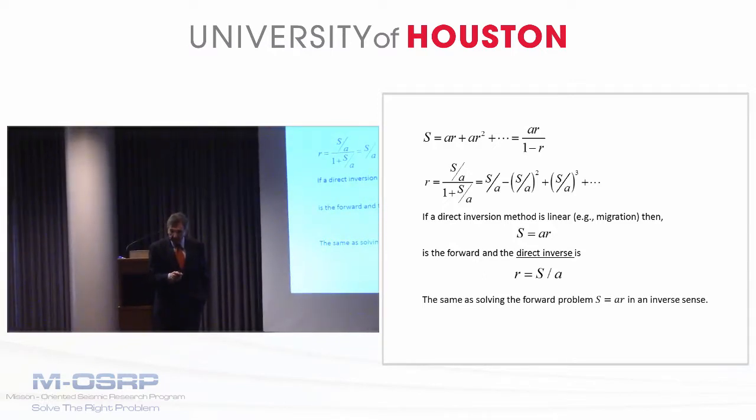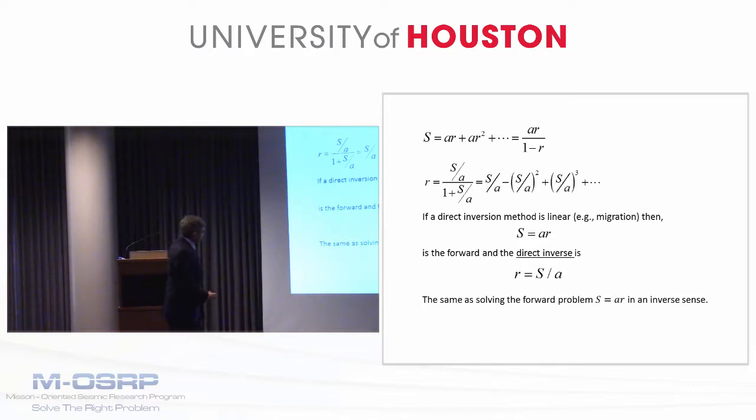And there are times when the exact direct inverse is linear. Migration is a linear operation, a direct inverse which is linear. It assumes you have the velocity, yes? But once you have the velocity, the data and the migration are linearly related. Yes, you do sums over the data. You don't multiply data, yes?